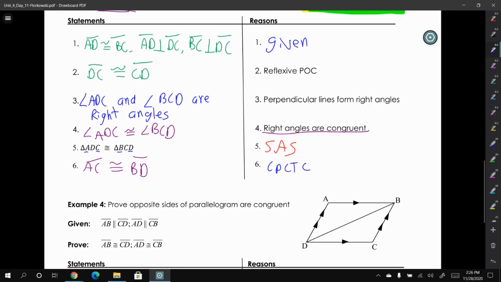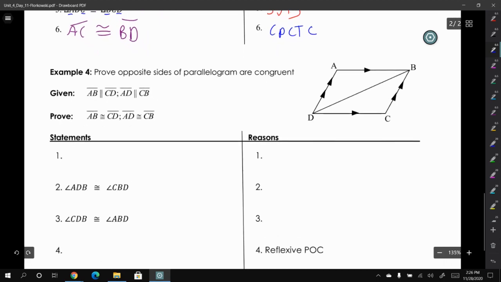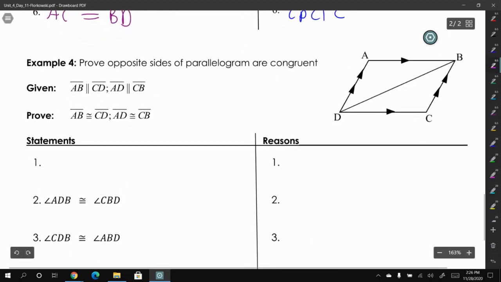All right, now this last example, we're going to prove that the opposite sides of this parallelogram are congruent. So when I see these parallel lines, these arrows here, I know I need to think back to all of that alternate interior angle stuff and corresponding angle stuff and alternate exterior stuff that will help us prove that these two triangles are congruent. So let's get our given stuff. AB is parallel to CD and AD is parallel to CB.